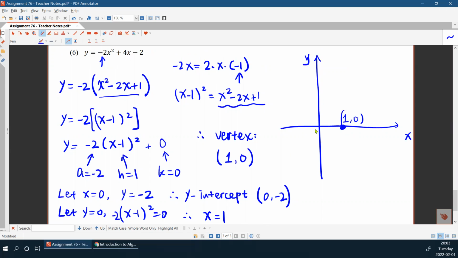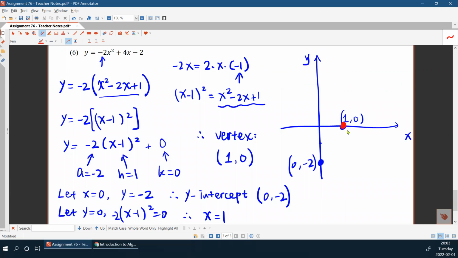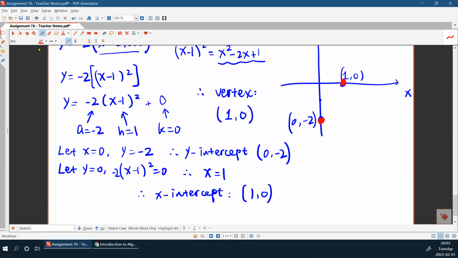Okay, so let's label these points on the graph. So first of all, the y-intercept is (0, -2). So (0, -2) is here. And the x-intercept is the same as the vertex here. Basically, we have found the vertex here, which is also the x-intercept, and then the y-intercept is here, right? So last, let's check the value of a. a, as we have already discussed, is -2, which is less than 0, right? When a is less than 0, this function opens downward, so it has a shape like this.